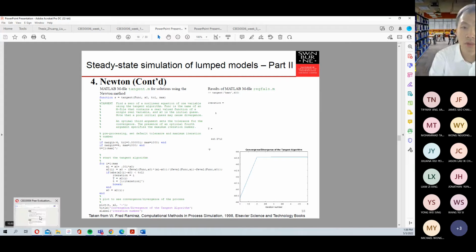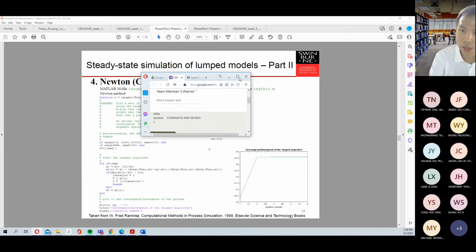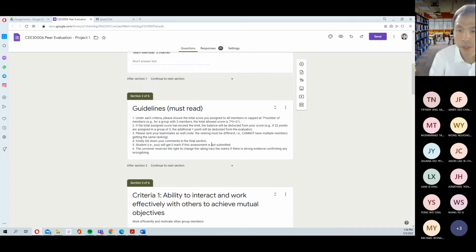Another thing that I want to talk to you about: on your peer assessment for project 2, please don't just go and do it quickly. Please read the guidelines carefully. Spend time properly on your peer evaluation, and treat this very seriously, because it will have implications for your final score. You need to be serious about this.